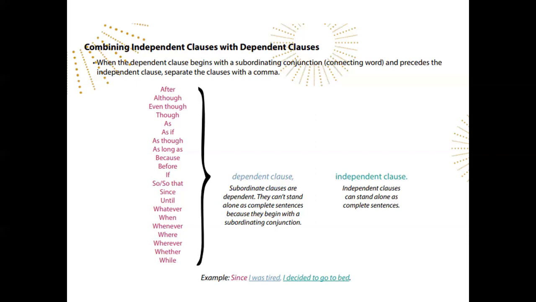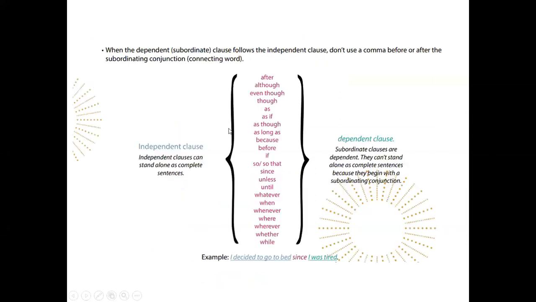But since this is our combination with dependent and independent, we should strictly follow conjunction, then dependent, then comma, then independent. Okay. So I hope everyone got it. Next, that is the combining independent clause with the dependent clause. Next is this one. When this is an addition to this.